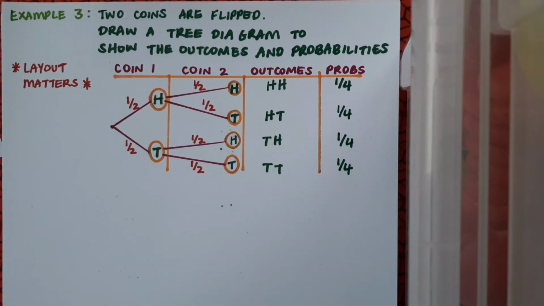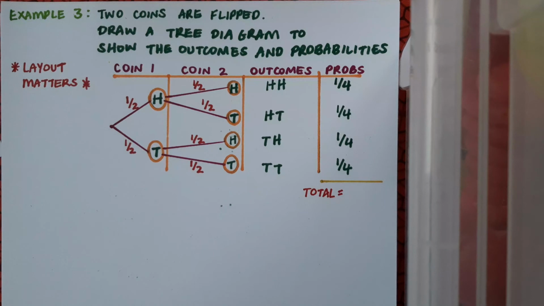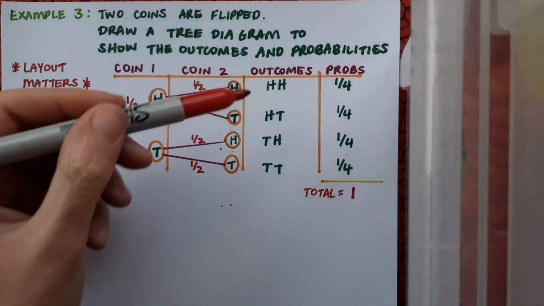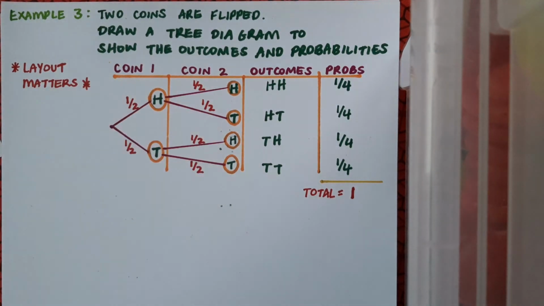And once I've filled in all my probabilities, it's a really good idea to total them up. And you should find that if you've completed your tree diagram correctly, the total is 1. And again, of course, 1 in probability is certainty. So what's certain here? Well, what's certain is that I'll get one of these outcomes from the list.